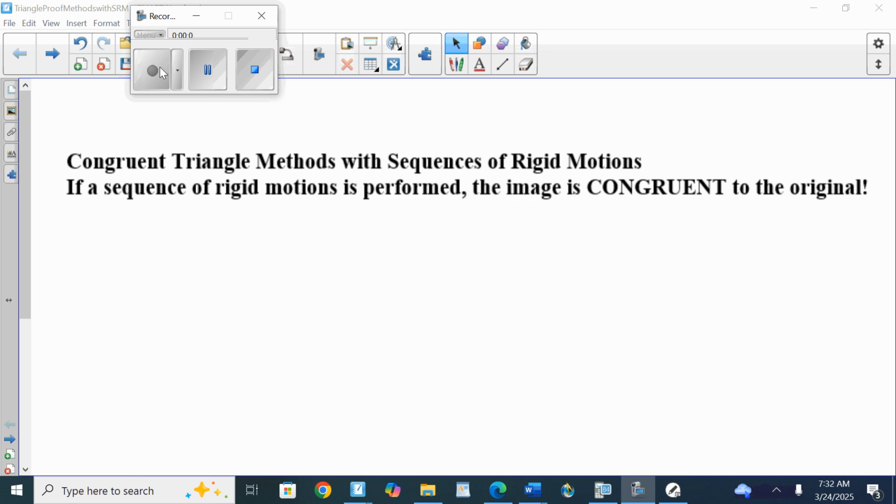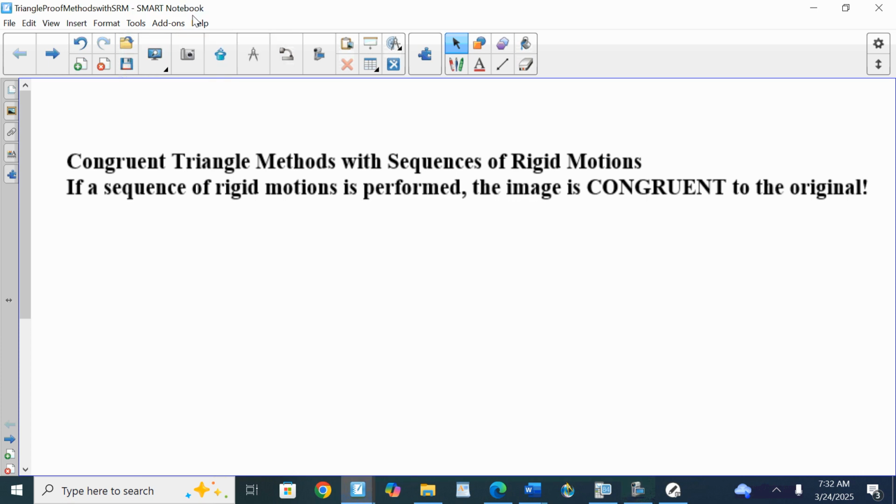Hello, everybody. This is a proof question, but it's not a complicated one. Probably one of the easier ones. Congruent triangle methods with sequences of rigid motions. If a sequence of rigid motions is performed, all you need to know is that it means the image is congruent to the original. Whether it is rotations, reflections, translations, if anything with rigid motions is happening, it just means that the image is going to be congruent.